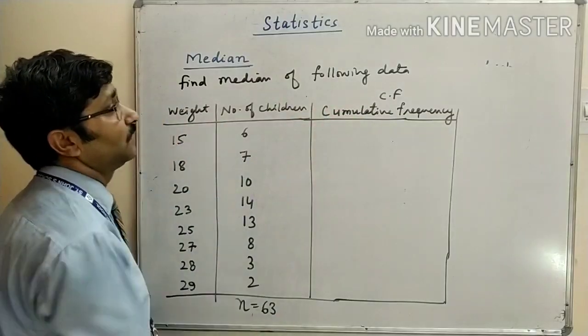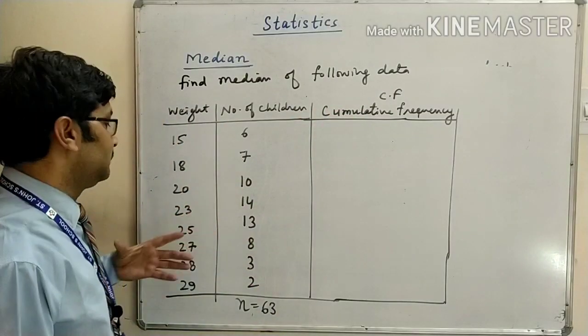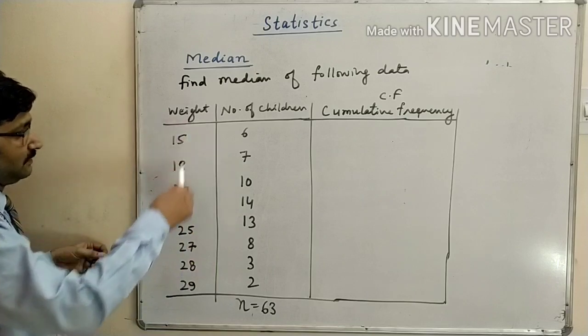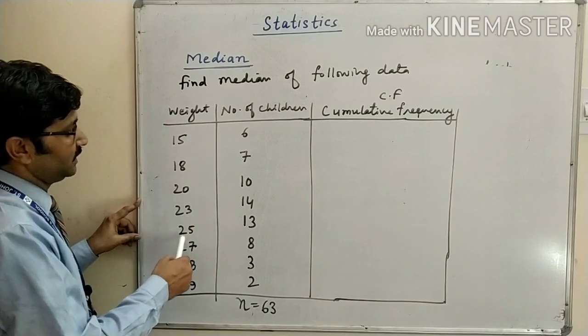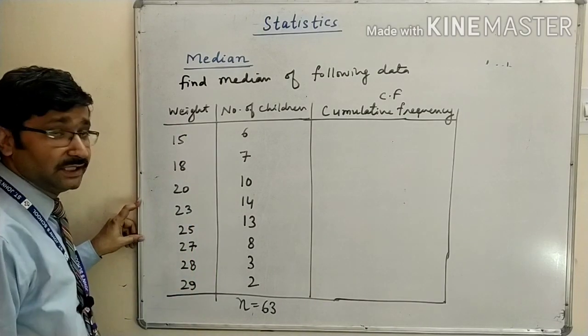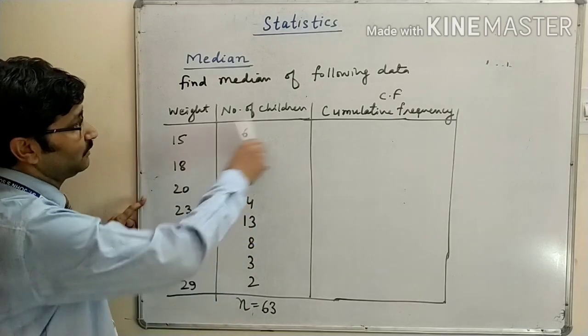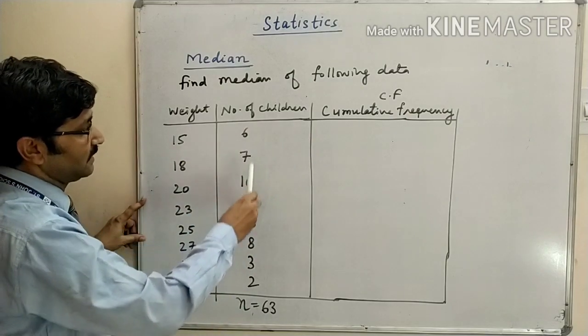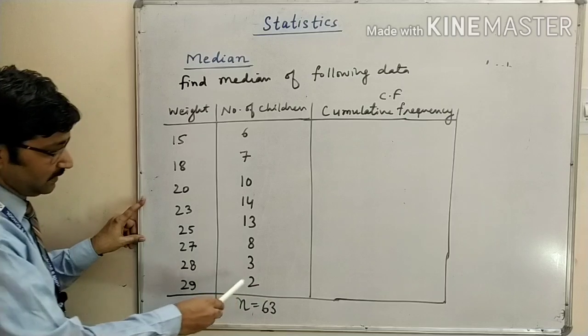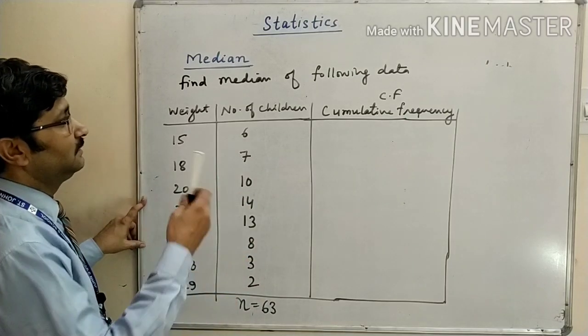Find the median of the following data. The data is given this way: the weights are 15, 18, 20, 23, 25, 27, 28, 29, and the number of children are 6, 7, 10, 14, 13, 8, 3 and 2. You have to find the median.